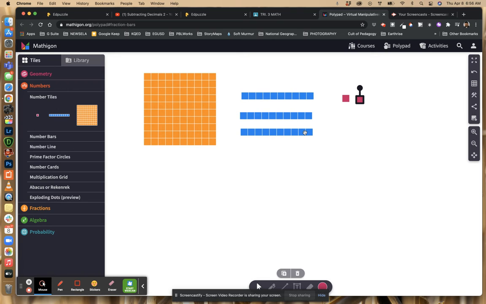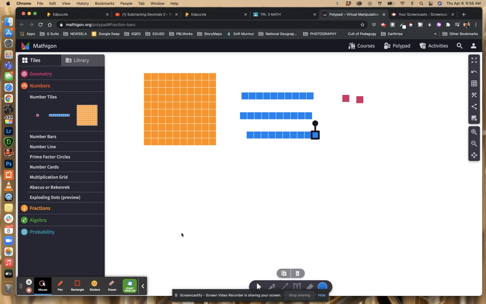If we took 1/10 and split it, we could rename it as hundredths. There would be 10 hundredths in 1/10. This would be 10 hundredths, 20 hundredths, and 30 hundredths, plus 2 more would be 32 hundredths.